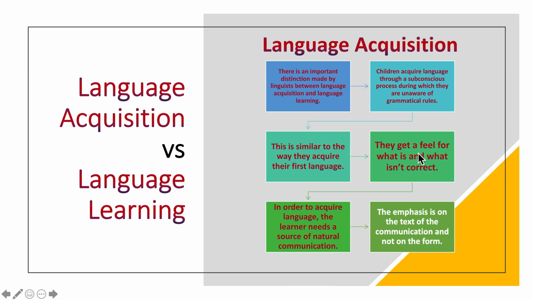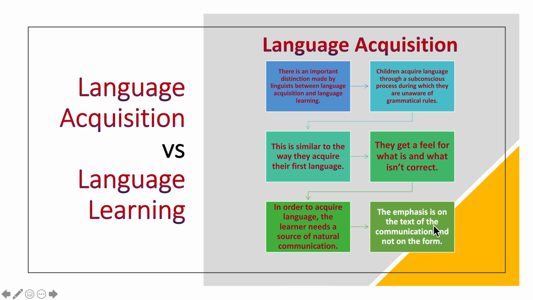It happened naturally. In order to acquire language, the learner needs a source of natural communication. So, in language acquisition, we have the natural source of communication, like when we started speaking the Arabic language naturally. The emphasis is on the content of the communication and not on the form. The emphasis on the content of the communication means how we communicate. That is important in acquiring the first language, rather than talking about structures, form, grammar and so on and so forth.